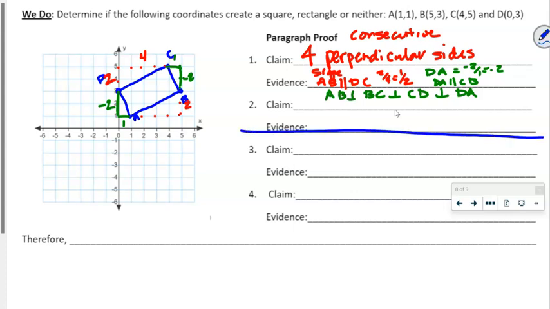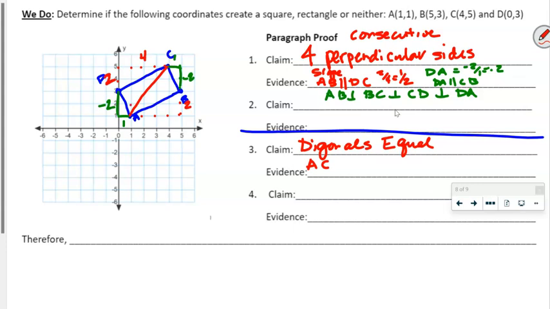Or I'm going to do a different one down here. We're going to talk about the diagonals, okay? So we're going to talk about these diagonals. They should be the same length, right? So let's look at AC. So let's say the claim: diagonals equal, right? That's our claim. Now, either one of these can prove it, okay? So diagonals are equal. So let's look at AC.